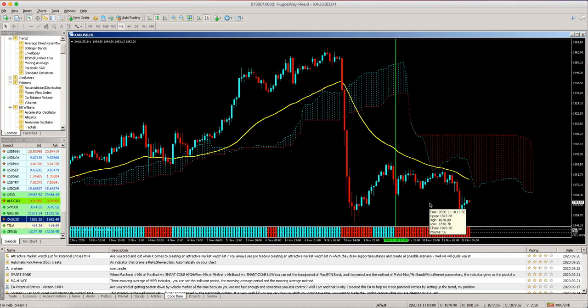As long as you're under the 45 and under the cloud, you are in a downtrend. I would not recommend taking buys. I would not recommend taking buys at all. So where would you refine entry to take a sell again?